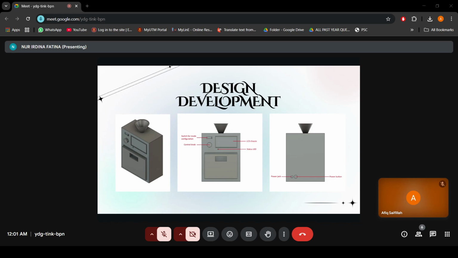And the center image is the front view of the prototype. So you can see that there is a switch for mode configuration, a control knob, the space for the LCD chassis, and also the status LED. And at the right side of the image, which is the back view of the prototype, that is where the power jack input is located, and the power button to turn the machine on and off.